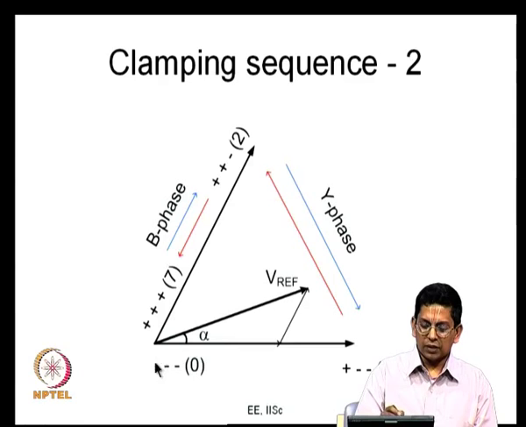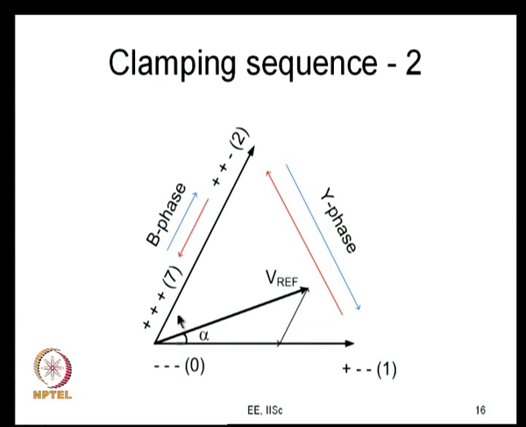The same way you can skip the 0 state minus minus minus totally and apply only plus plus plus for the entire duration Tz. So from plus plus plus you switch B phase, you go to plus plus minus, and you switch Y phase and you go to plus minus minus, and the same way you can go back: 1 2 7 7 2 1 1 2 7 7 2 1 and so on. So in this case what happens is R phase is always connected to the positive. Here you see R is positive, here also, here also. So R is always connected to the positive bus.